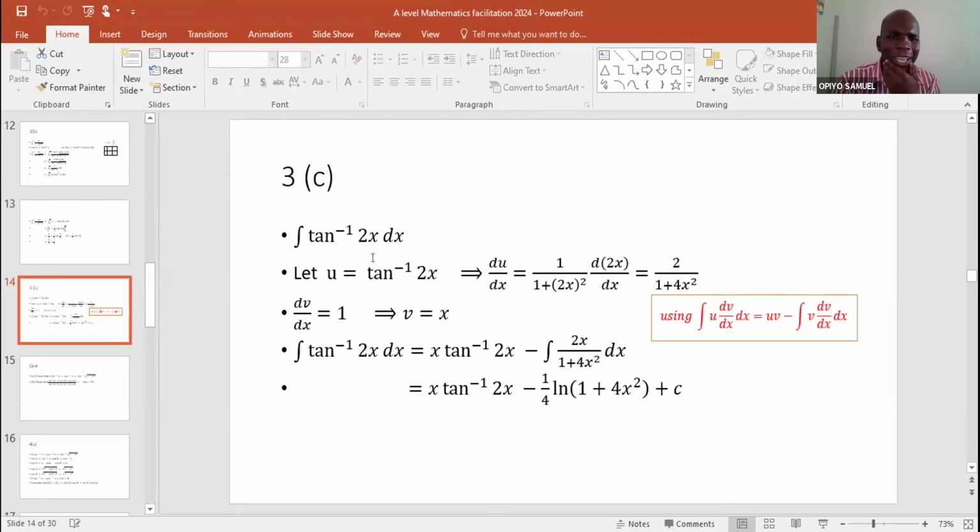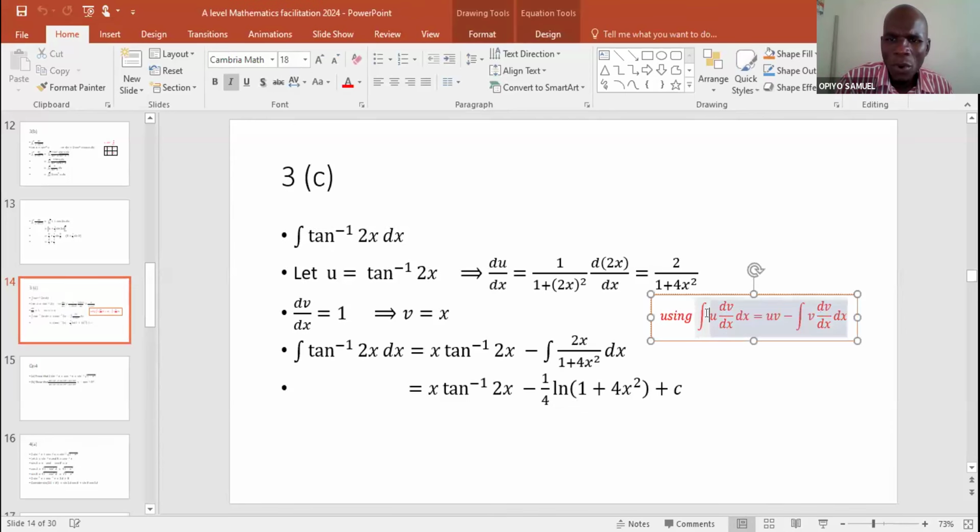Okay, let us look at part C. Part C is integration of tan inverse of 2x dx. So you need to observe this carefully and analyze what method can be applied. For me, I have seen that one of the suitable methods for this is using integration by parts. Integration by parts is usually for where we have products of functions.